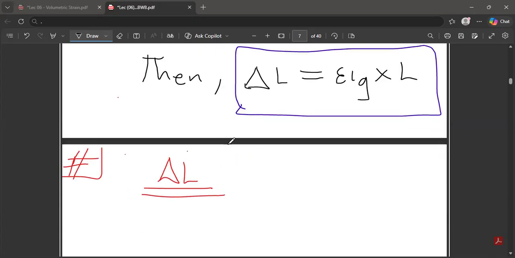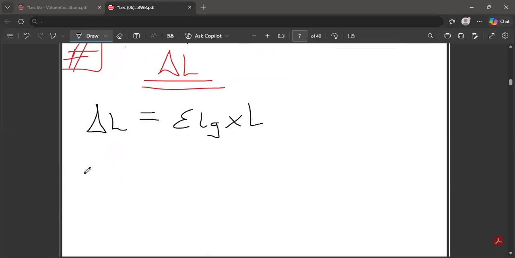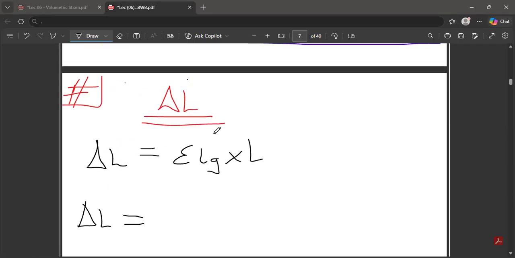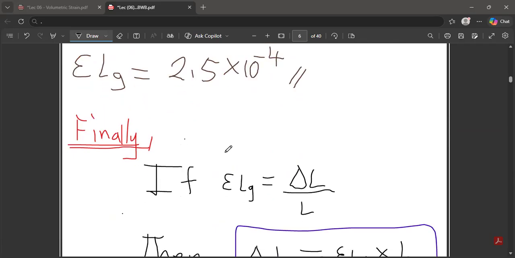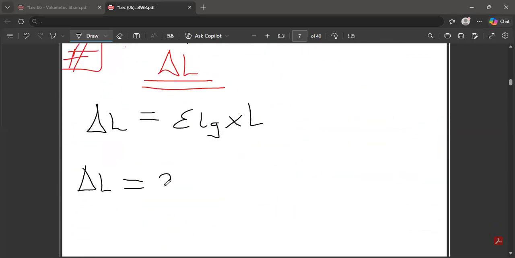Exactly. So finally, we can say that the change in length can now be said to be equal to what? We know this one already. I can still repeat the formula one more time before I do the substitution. This is for the longitudinal strain: we had 2.5 times 10 exponent negative 4, times 4,000, because we know that the length was 4 meters.